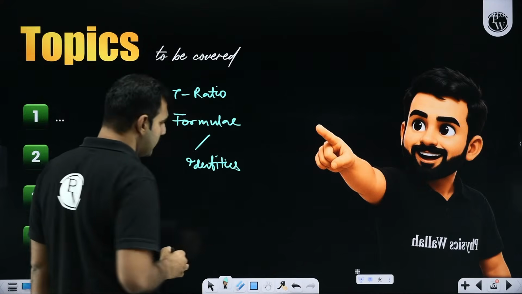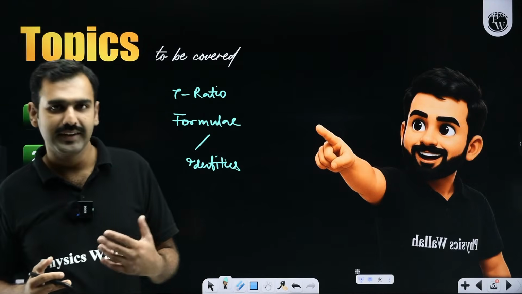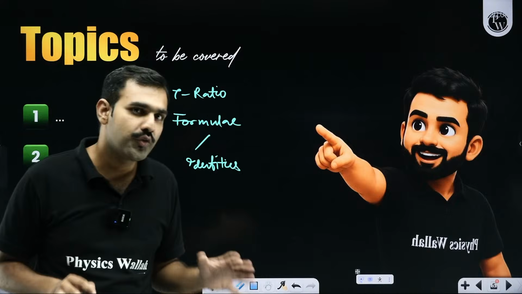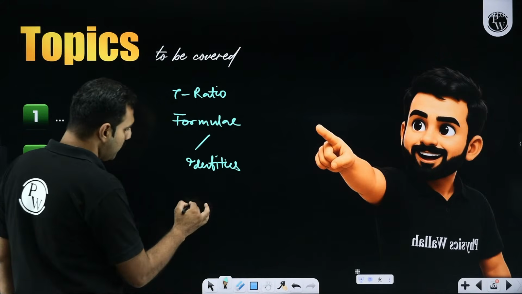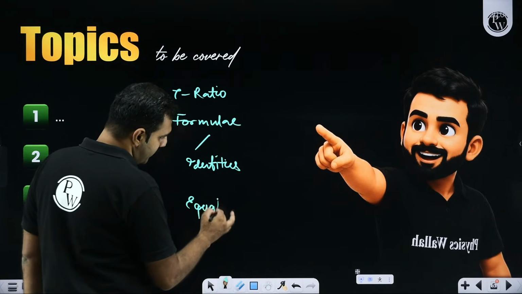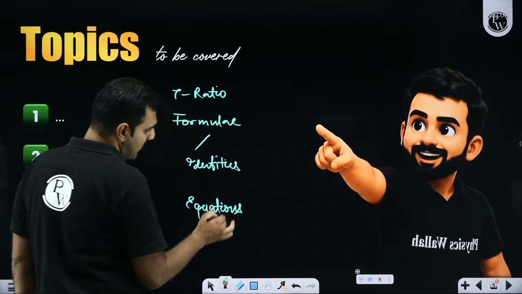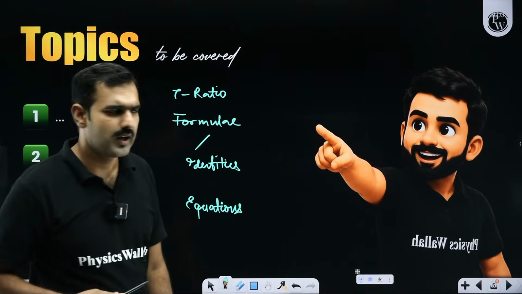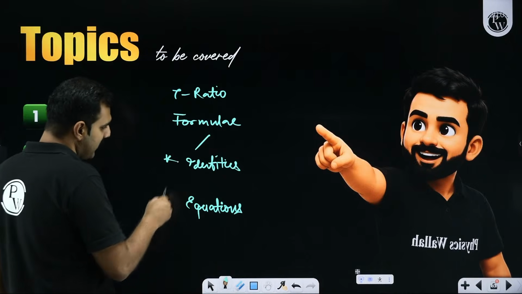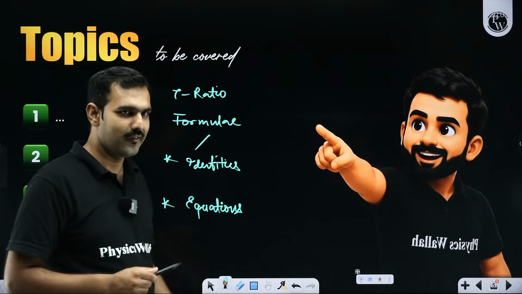And once we are done with trigonometric ratios, formulae and identities, which we call trigonometric functions, gradually we'll move towards trigonometric equations as well. So trigonometric equation based questions we will solve as well. And I'll definitely tell you the difference between an identity and an equation. You will definitely learn that as well.